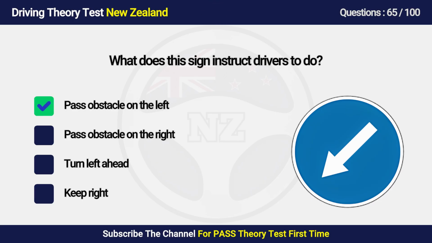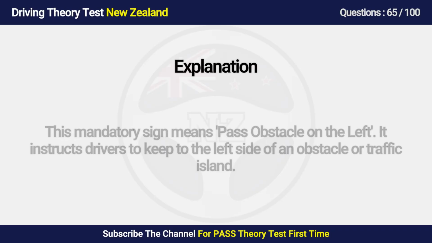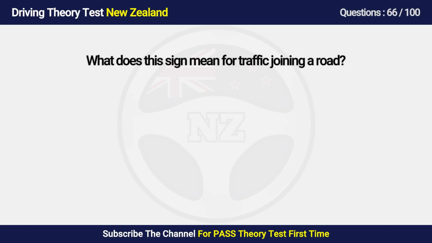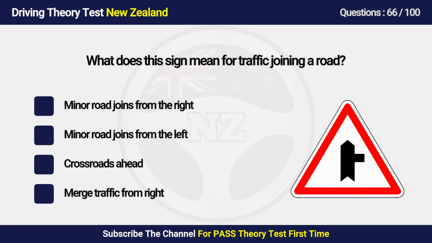Answer is A. Pass obstacle on the left. This mandatory sign means pass obstacle on the left. It instructs drivers to keep to the left side of an obstacle or traffic island. Question 66. What does this sign mean for traffic joining a road?